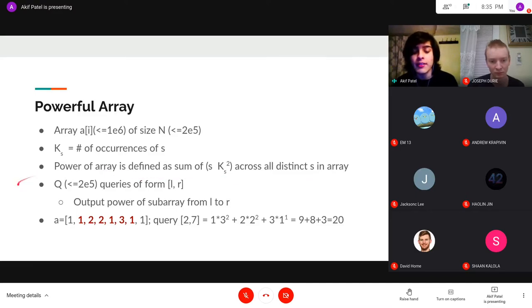And then we're also given up to 2 times 10 to the 5th queries of the form L R. What we need to do is output the power of the subarray of A from L to R. Let's look at an example.